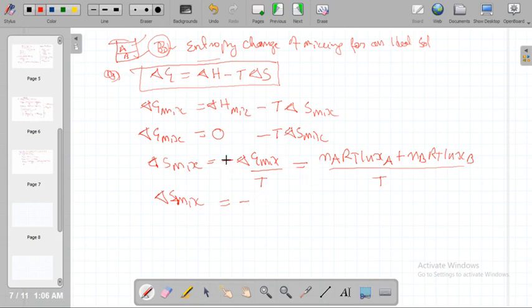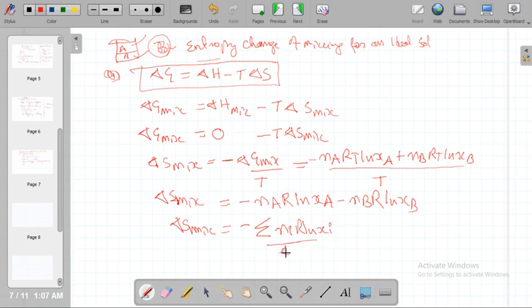So delta S mixing equals minus N_A R ln X_A minus N_B R ln X_B, since here we have a minus sign. So for these solutions, delta S of mixing equals minus summation N_i R ln X_i.